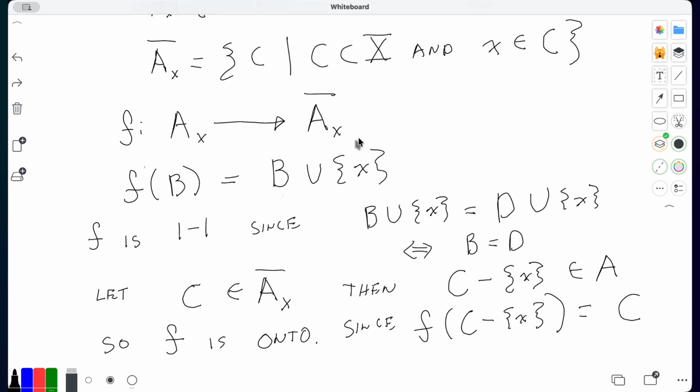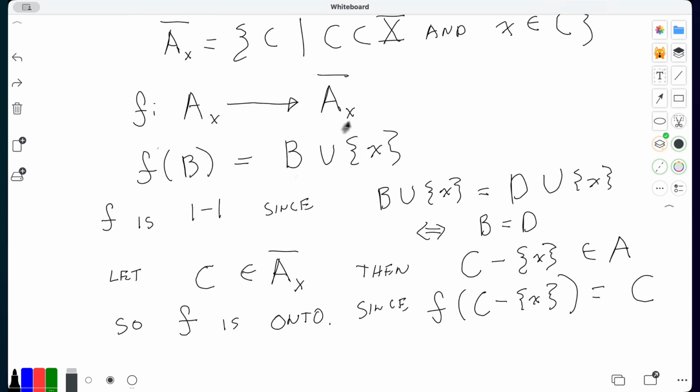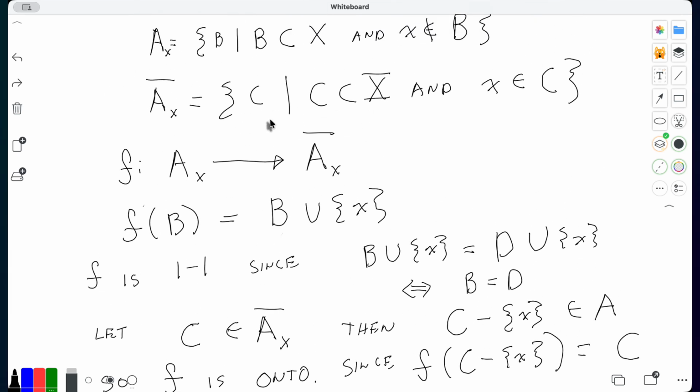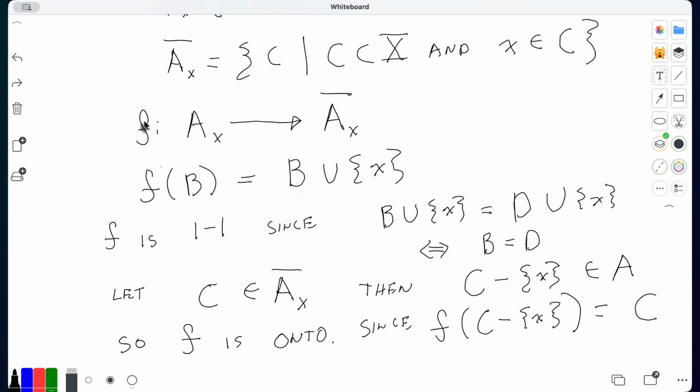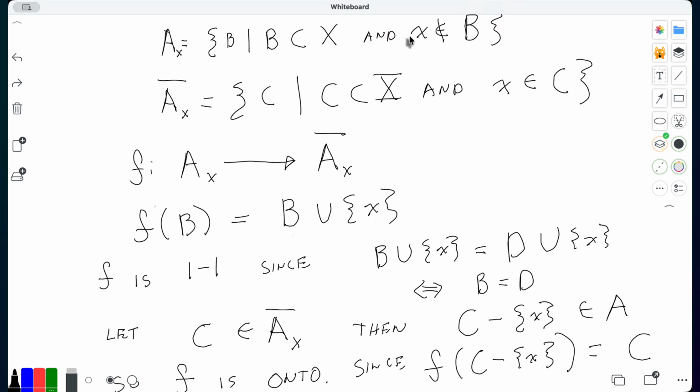To show sets have the same size, I'm going to find a one-to-one and onto function between these two sets. That is enough to line them up so you can see there's exactly the same number of elements in each. The function we're going to use is f, which maps the sets that don't contain x into the sets that do. F of a set B is equal to B union the set {x}. Remember, B by assumption does not have x in it, so when we throw x in, this becomes an element of the complement.